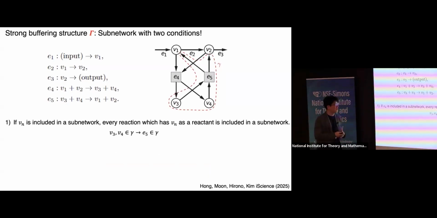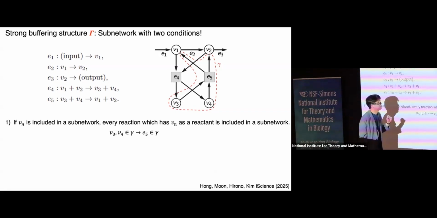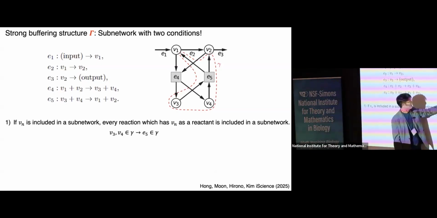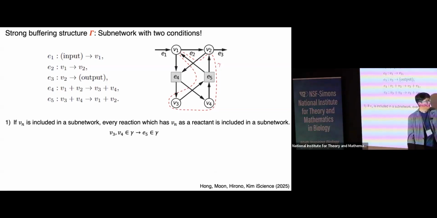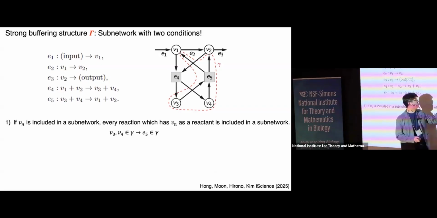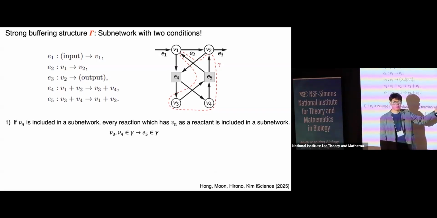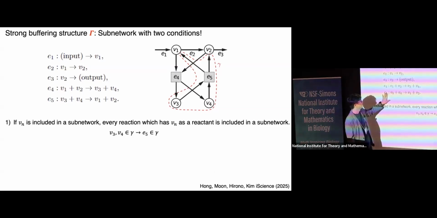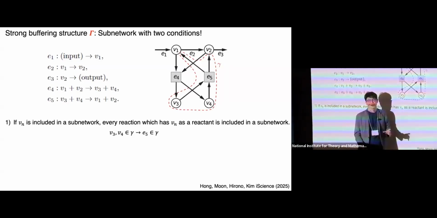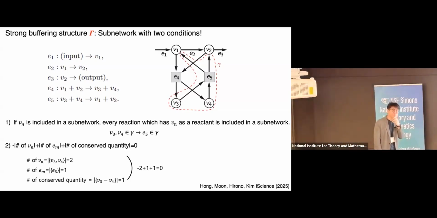we need to check just two conditions. Let's select a certain subnetwork, which I call gamma. In this subnetwork, we need two conditions. Number one, if there are some species, like V3 and V4, then all the reactions which have V3 and V4 as a source or reactants should be inside of this subnetwork. E5 is the only reaction which has V3 and V4 as reactants, so E5 is inside of this gamma. So the first condition is done. And then the second condition is we need to do elementary school math.